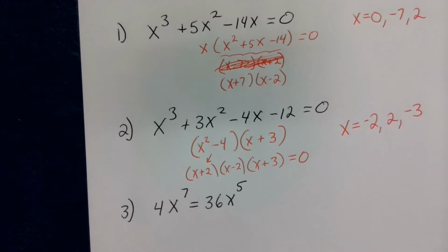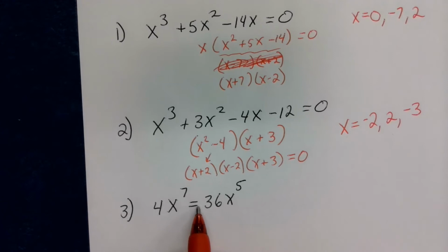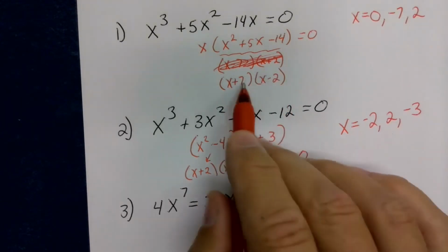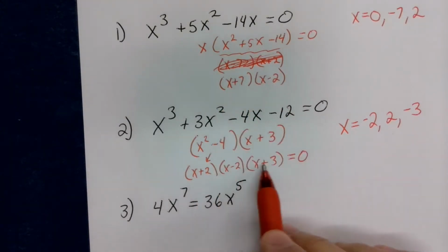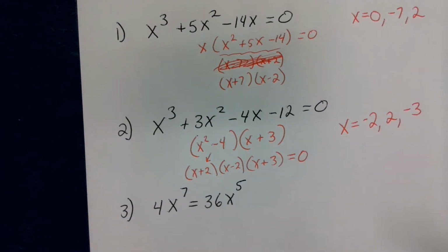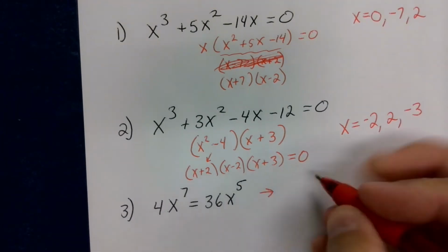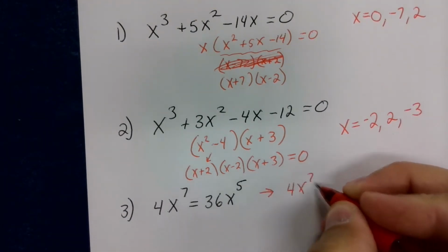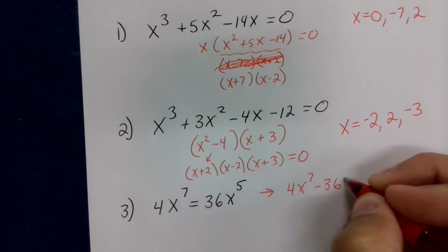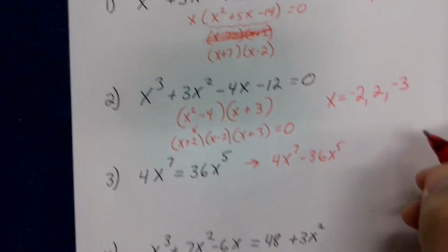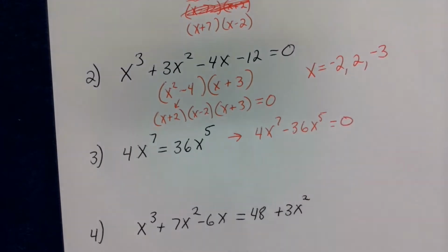I got to be careful on this one. So what I'm going to do first is this. Whenever I have an equation, if I want to use something times something, something times something times something equals 0, it means I got to set it equal to 0. So I'm going to rewrite this and write it as 4x to the 7th minus 36x to the fifth equals 0.